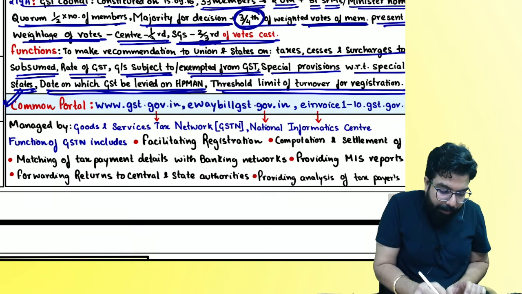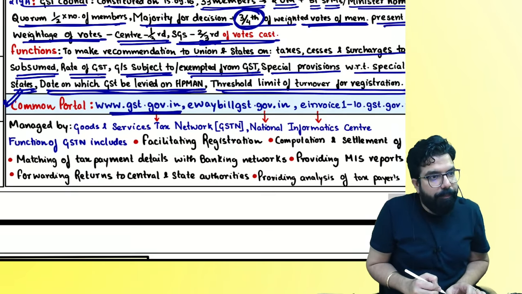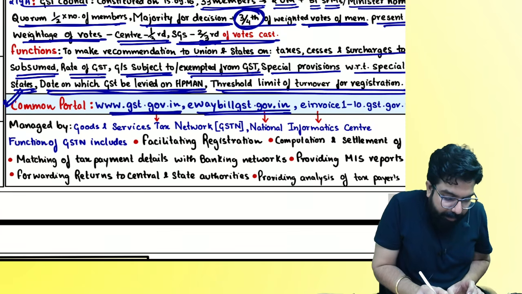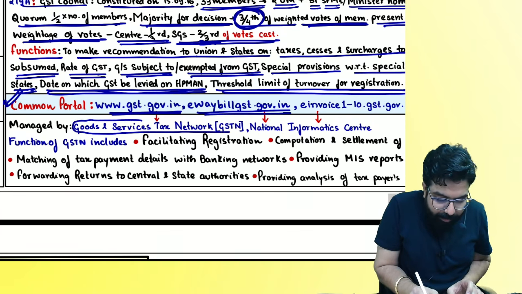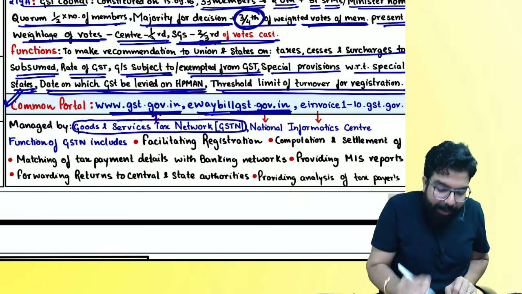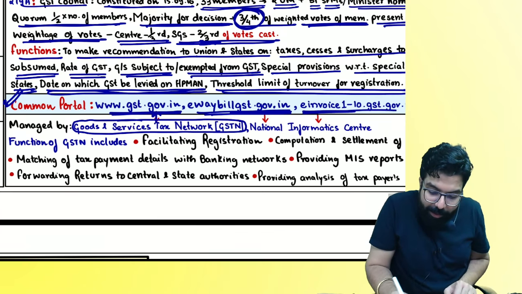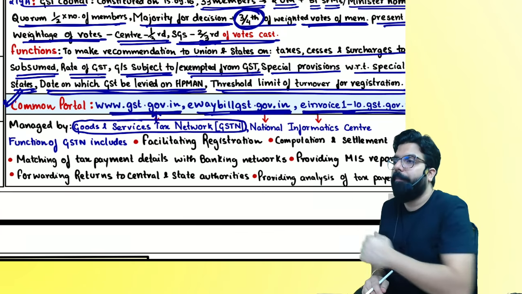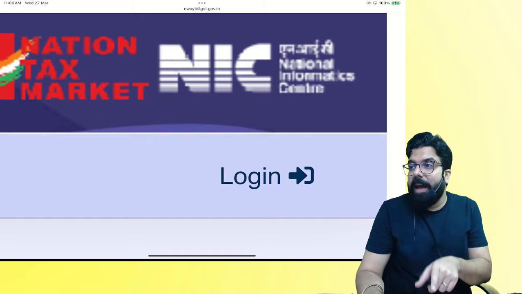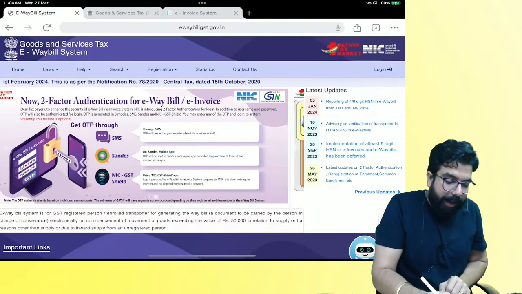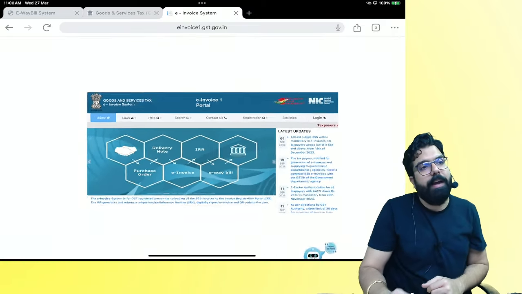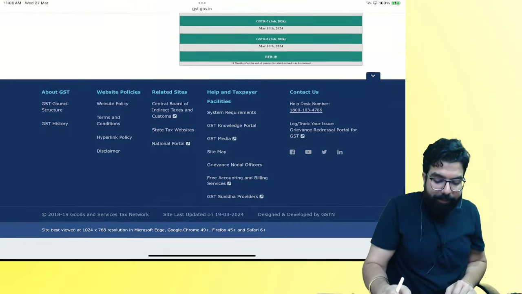Now, tell me one thing. One is GST.gov.in, which we learned. The other is the e-way bill portal. And the e-invoice portal, who manages them? See over here, everyone. The e-way bill portal is managed by the National Informatics Center. And the e-invoice portal is also managed by the National Informatics Center. Are we clear? But GSTN, who manages?